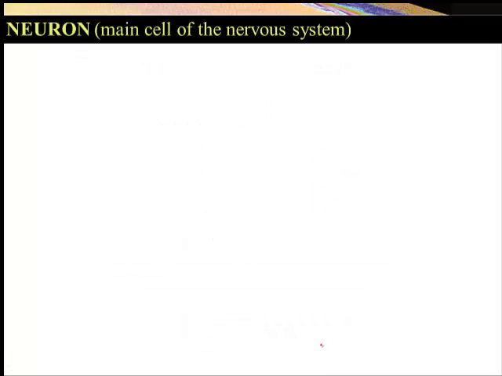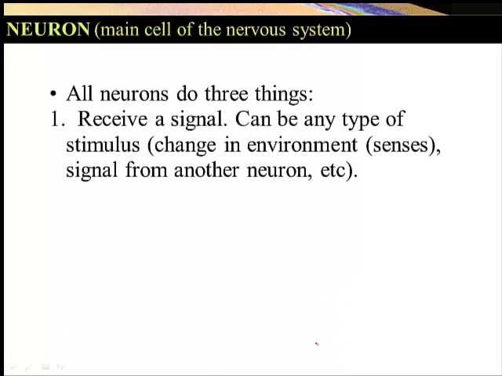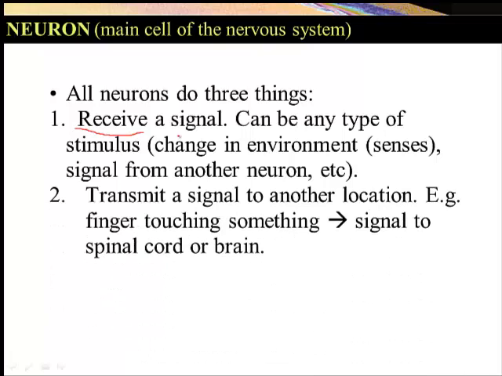All right, so again, the neuron is the main cell of the nervous system, and all neurons have to have the ability to do three things. One, they must be able to receive a signal. Okay, this can be any kind of stimulus, could be from the environment, could be from another cell, could be from another neuron, but they have to be able to receive signals. And remember that receiving of a signal happens through the dendrites. They also have to be able to transmit a signal to another location.